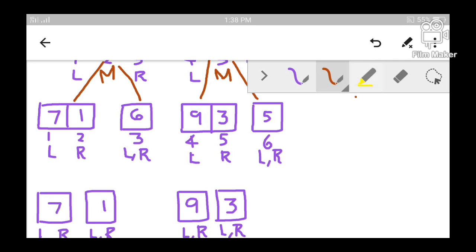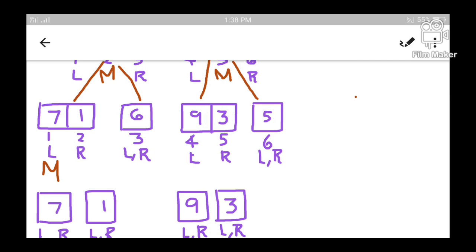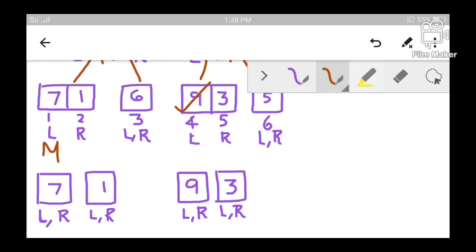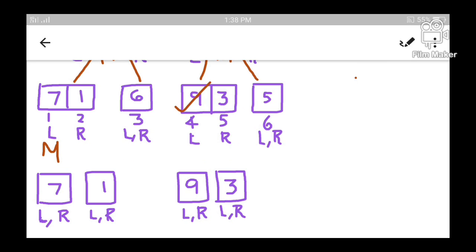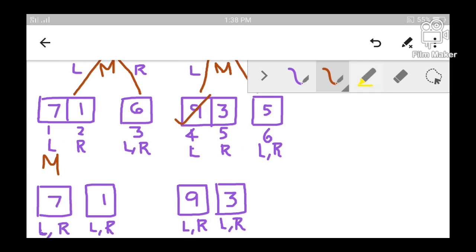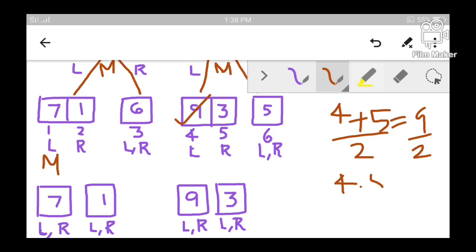And what about this array? When we take this array, L is 4 and R is 5. Computing the value of M, we get (L plus R) by 2, which is (4 plus 5) by 2. That is 9 by 2. 9 by 2 is 4.5. Ignoring the decimal portion, we will get the value of M as 4. Let me mark the mid position M.